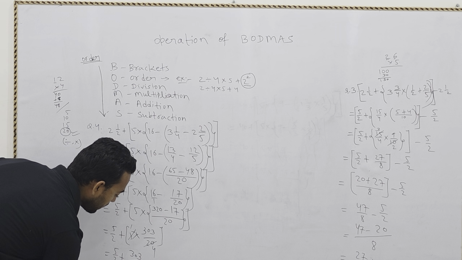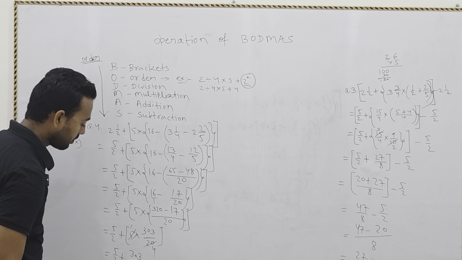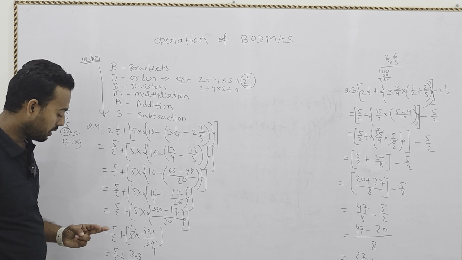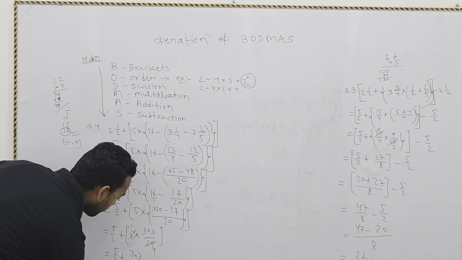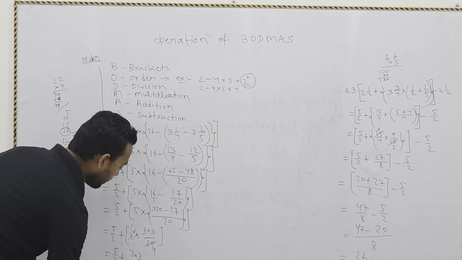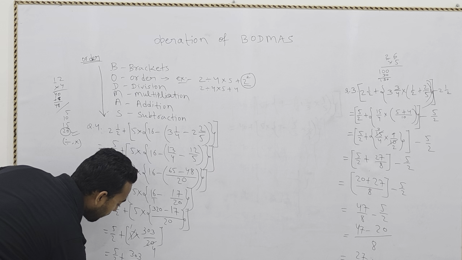So here again we will take the LCM, it will come 4. So 2 divided by 2, we will get 1, and 2 multiply by 5, 10, plus, 4 divided by 4, we will get 1, 1 multiply 303.